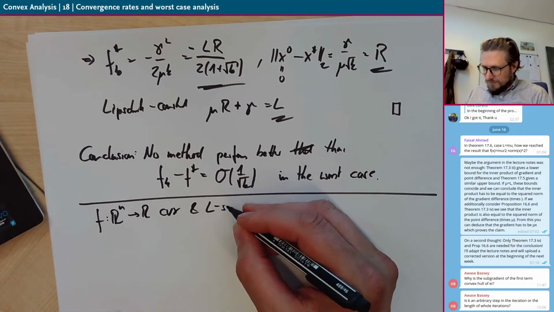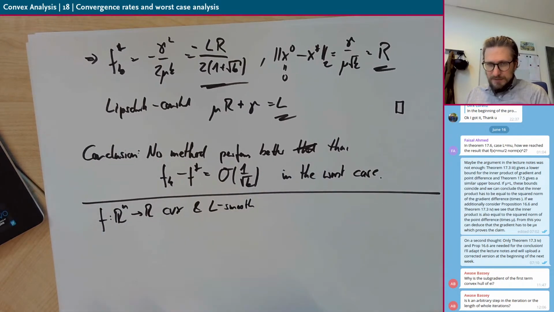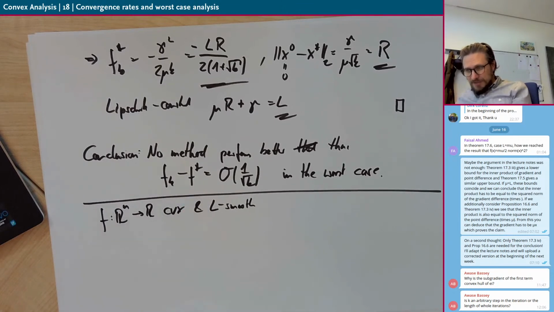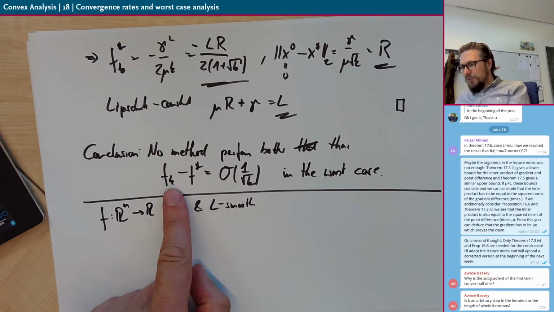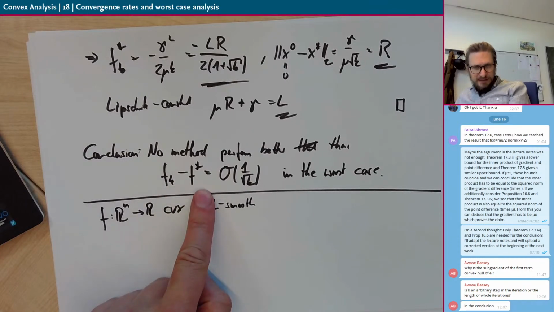Good point. That's a very good point. Is k an arbitrary step in the iteration or the length of the whole iteration? No, this is the latter. It is the endpoint. But it holds for all iterations up to the k.